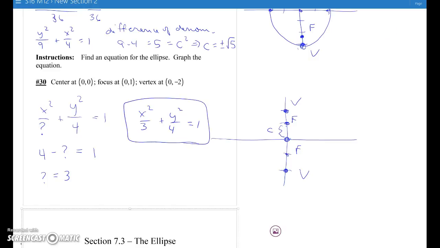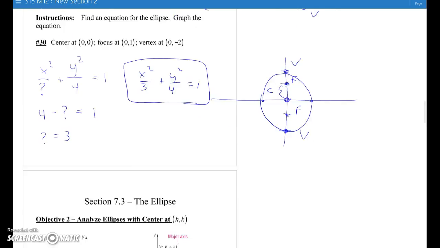So I need to go root 3. That's about 1.7 in the x direction. So you can see you're going to be estimating a little bit on some of these points. And there's my graph of the equation.